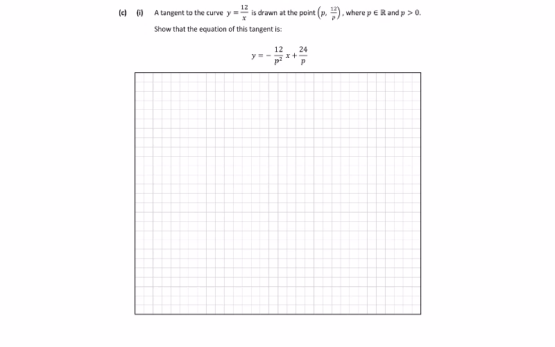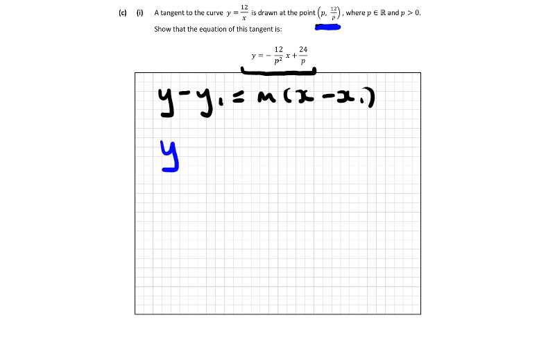In C, we're told a tangent is drawn to the curve at the point, and we're asked to show we're given the answer to the tangent. So, like the previous video, once you see tangent, we write y minus y1 is equal to m times x minus x1. And then we find our point and our slope. So we have the point is given here. So we need the slope of the tangent to the curve.